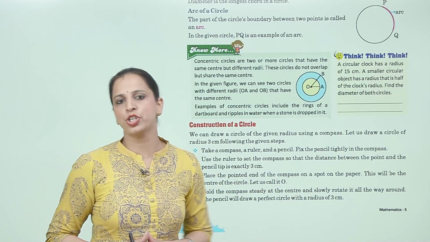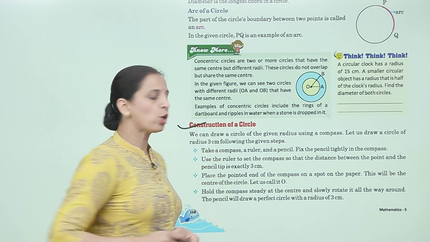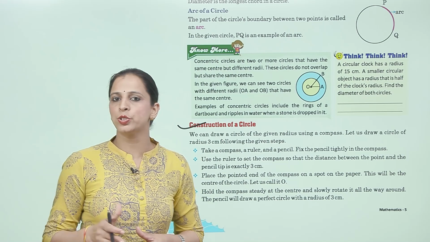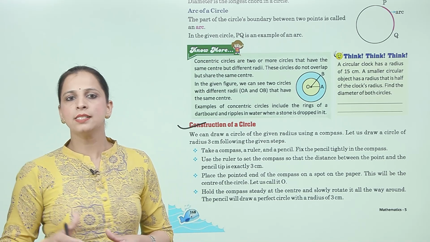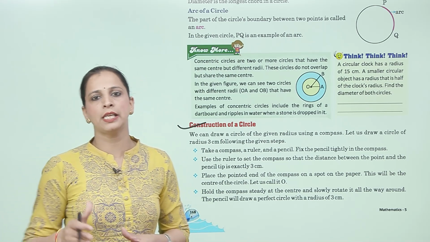Now, next is construction of a circle. We can draw a circle of the given radius using a compass. Let us draw a circle of radius 3 cm following the given steps.